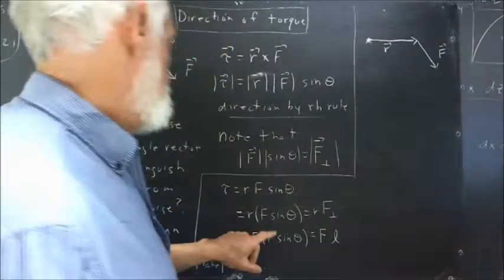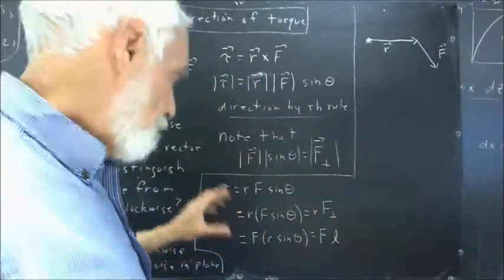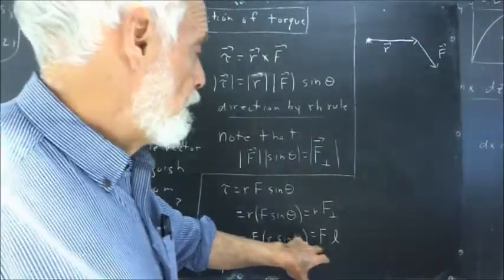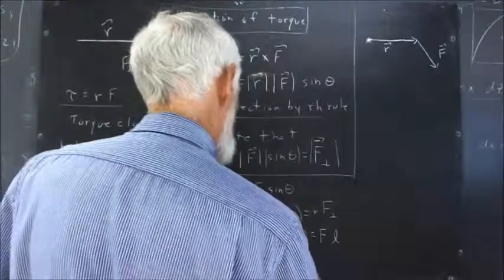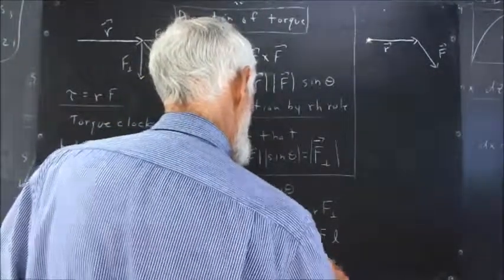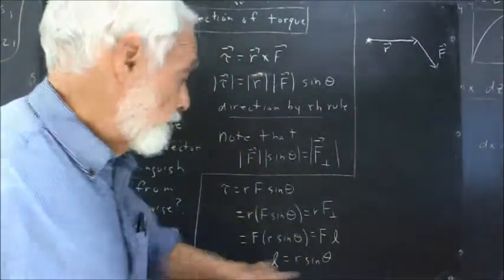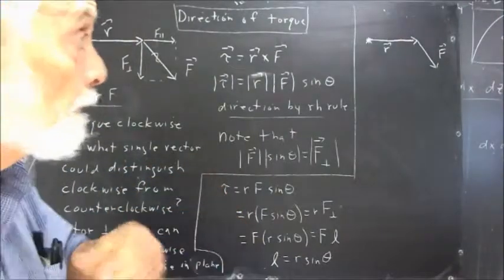Or we could group the sine theta with the r, so the torque equals f times the quantity r sine theta, which we just call f times L, where L equals r sine theta. And there's an interpretation of this. That's a very significant and useful interpretation.